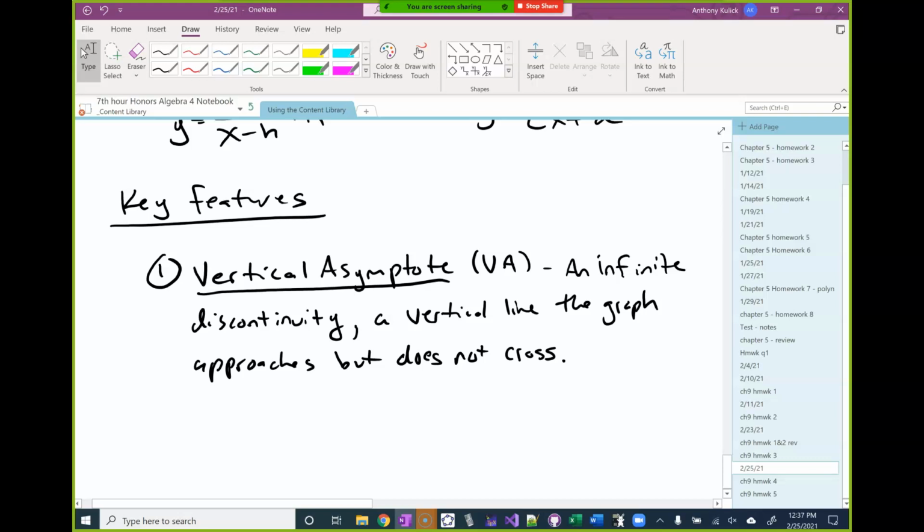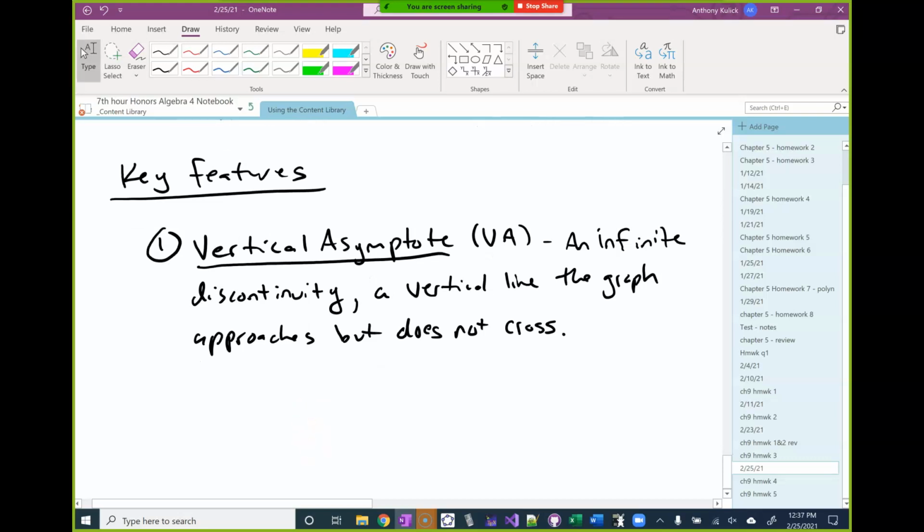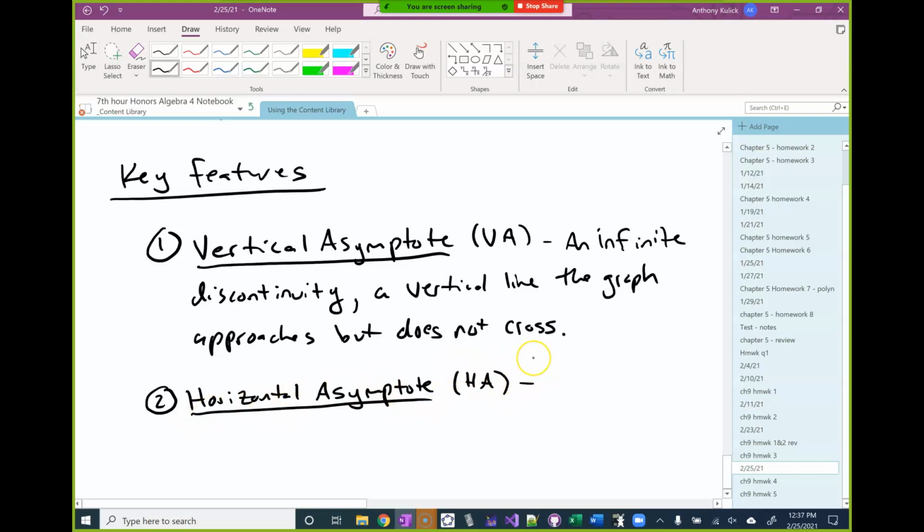The second key feature is a horizontal asymptote. And just like the vertical asymptote, I'm going to abbreviate this one also. I'm going to call this HA. Now, a horizontal asymptote is not a type of discontinuity because it has to do with the y-coordinate rather than the x-coordinate. So we're just going to call this a horizontal line that the graph approaches but does not cross.